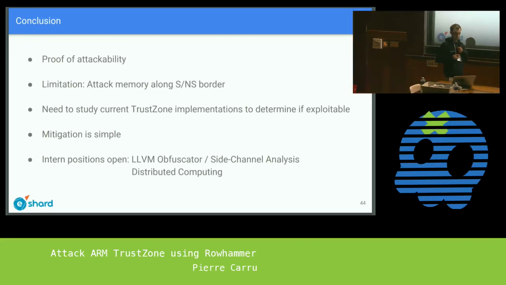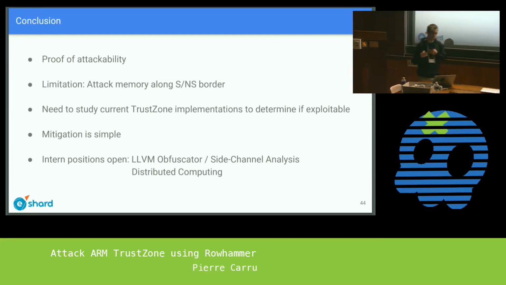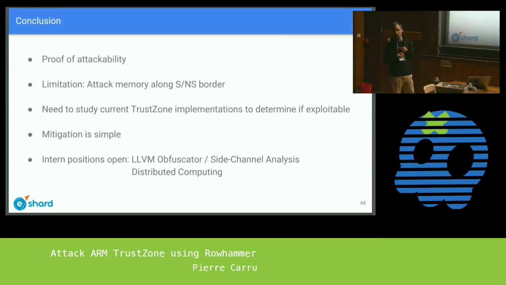The limitation of this attack is that you have to have critical things on the secure and non-secure border. And probably some current implementations that you have in smartphones can be attacked this way. And the mitigation is simple. You just have to not put critical things near the border.